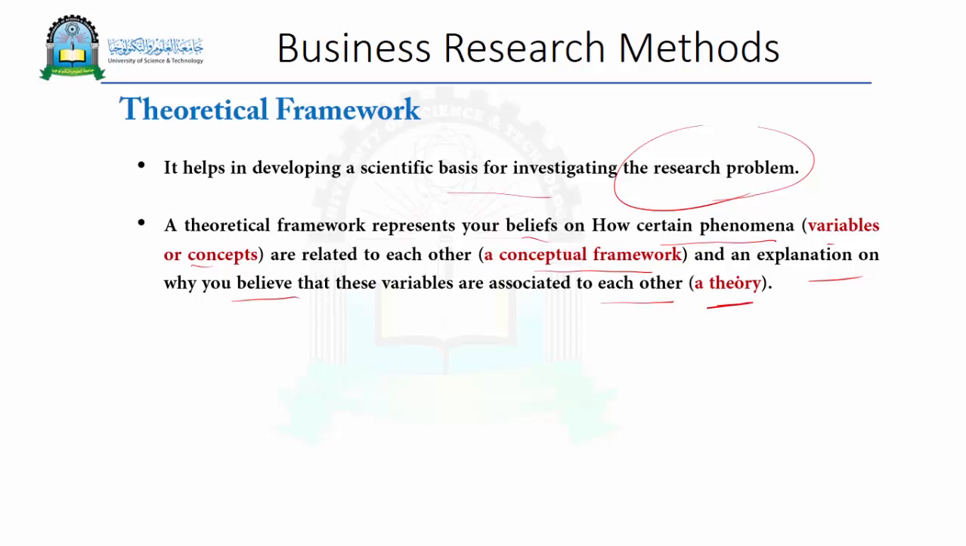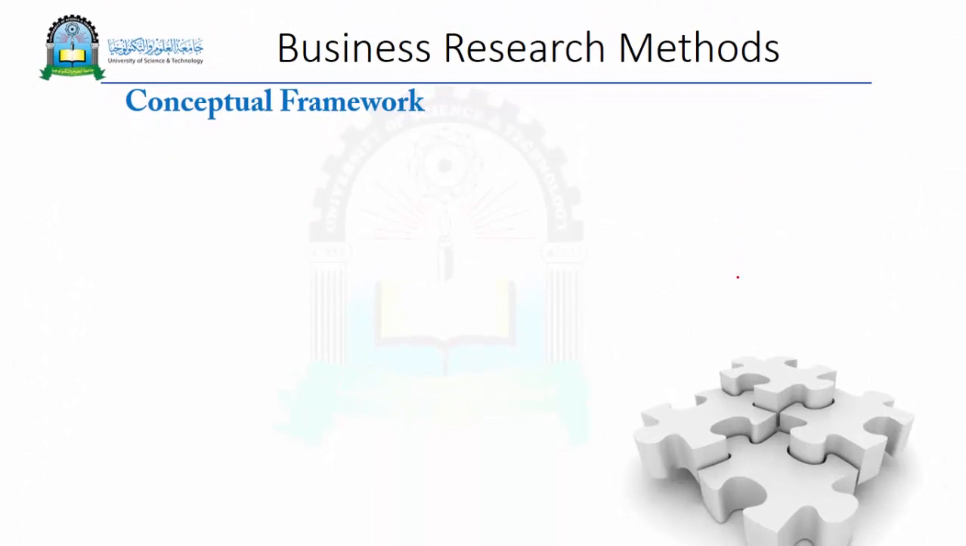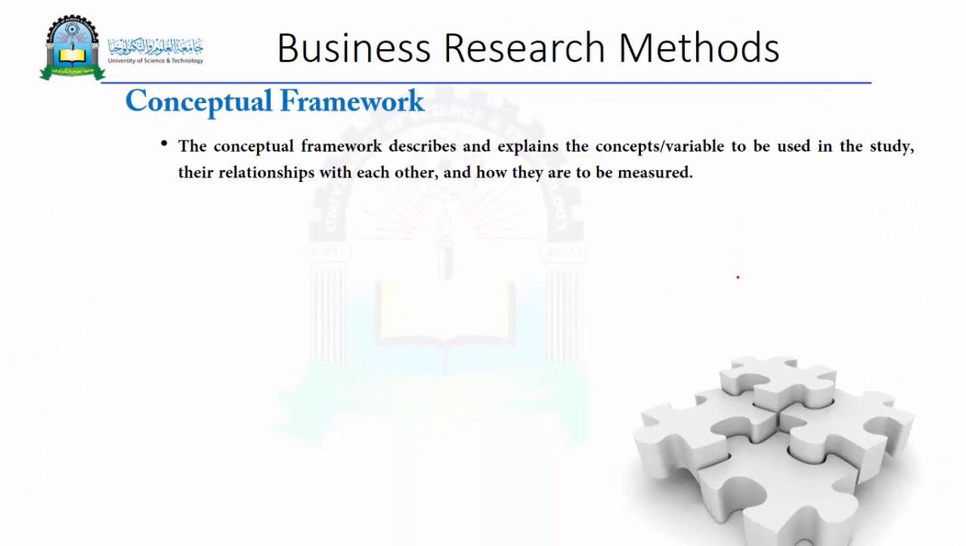So the theoretical framework is the main thing when we talk about conceptual framework and theory. It is the basement of both of them. The conceptual framework describes and explains the concepts and variables to be used in the study, and also their relationship with each other. So what is the model? This model is simple or complicated. The simple one contains the IV, which is going to affect or has a relationship with the DV, which is the dependent variable. A complicated one, we introduce some other variables, in which we have a mediator or a moderator.